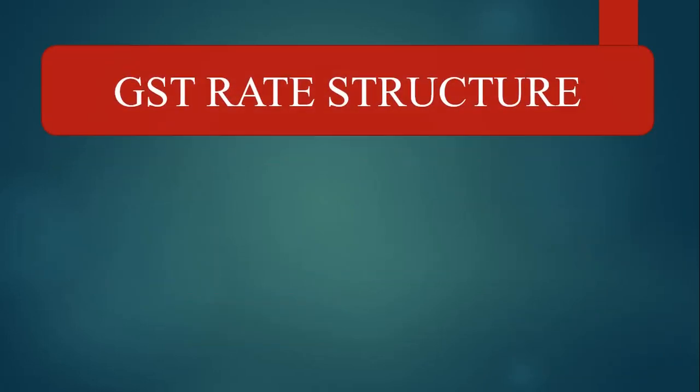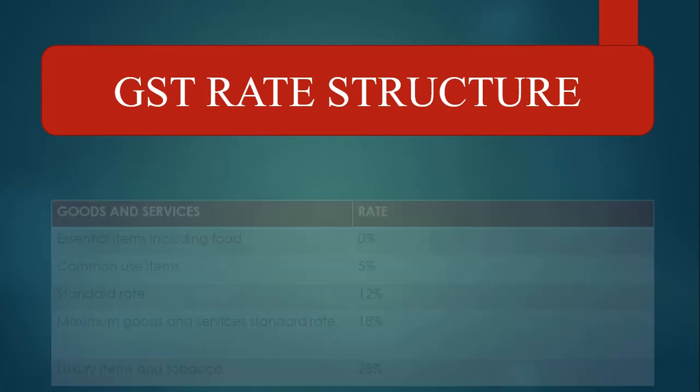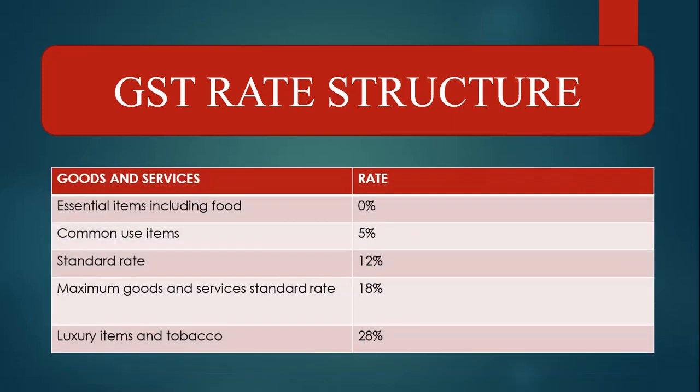Now, the GST rate structure. Goods and services are divided into 5 slabs for collection of GST. Essential items including food 0%, common use items 5%, standard rate 12%, maximum goods and services standard rate 18%, luxury items 28%.